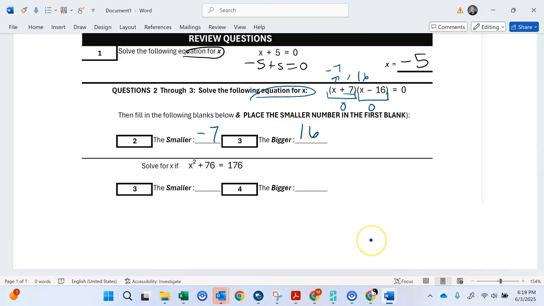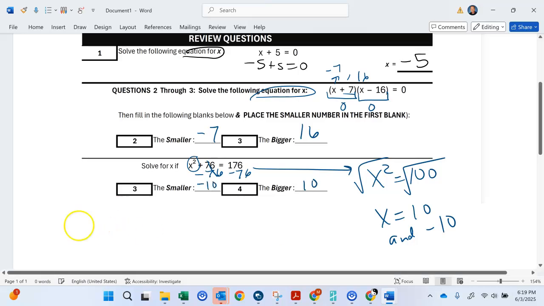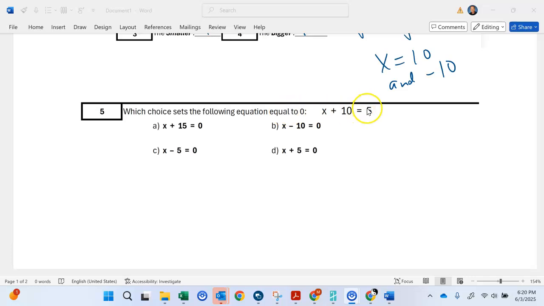Okay, if you have one like this, you need to get the x squared by itself. So we're going to subtract 76 from both sides. And when we do, we're going to get x squared. This goes bye-bye. This becomes 100. And then on your calculator, you go like this, and you get x is equal to 10 and negative 10. Okay, so the smaller is negative 10, the bigger is 10. Okay, so try number 5 and then come back and check the solution.